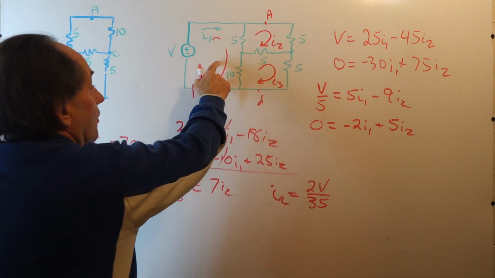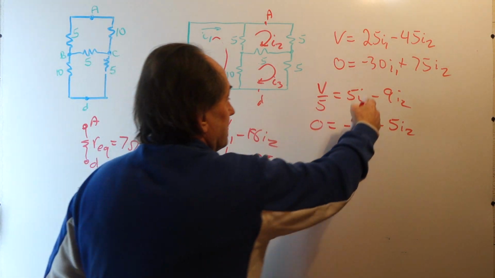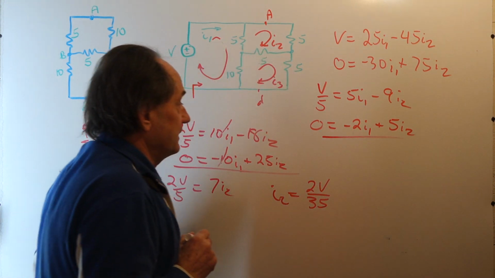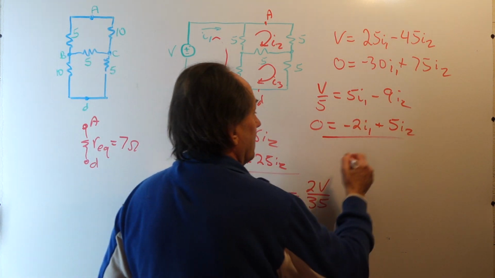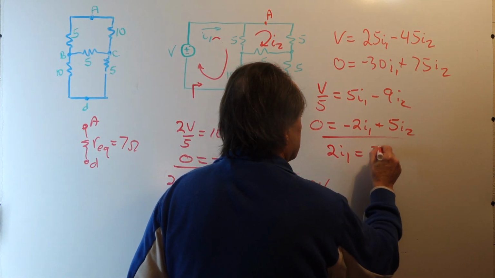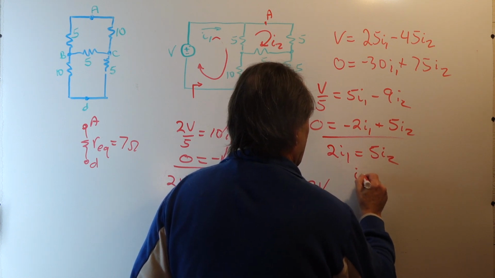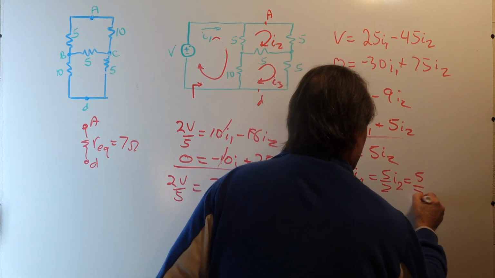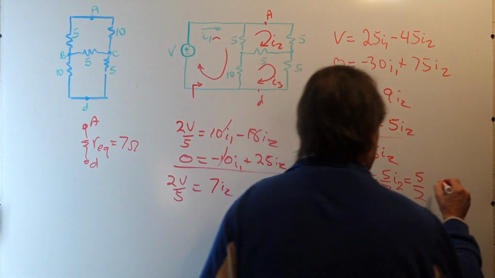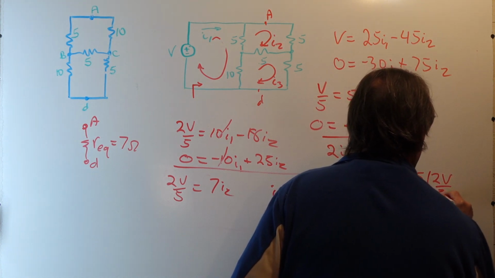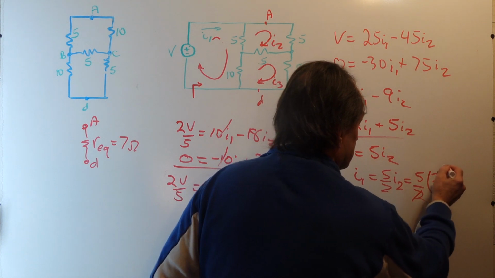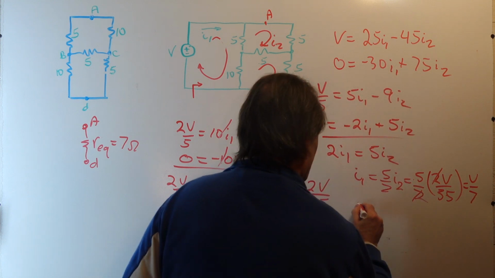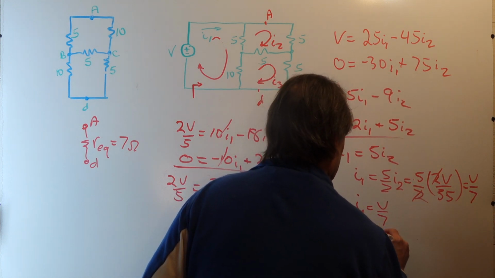Now, we want I1. Well, we can go back into either one of these equations and solve for I1. This equation will be simpler because it's equal to 0. So let's solve for I1. 2I1 equals 5I2, or I1 equals 5/2 I2. But we just solved for I2. I2 is 2V over 35. So we have 2V over 35. The 2's cancel. 5 goes into 35 7 times. So I1 is equal to V over 7.